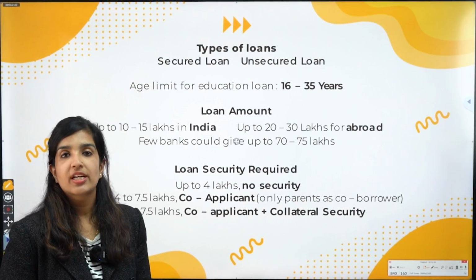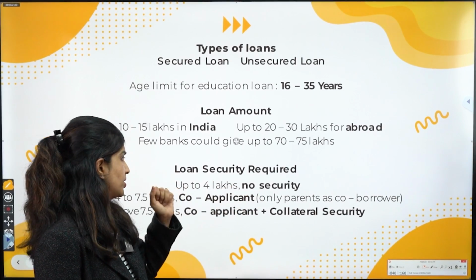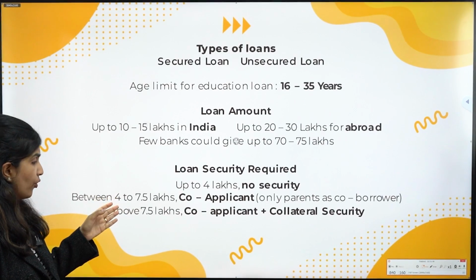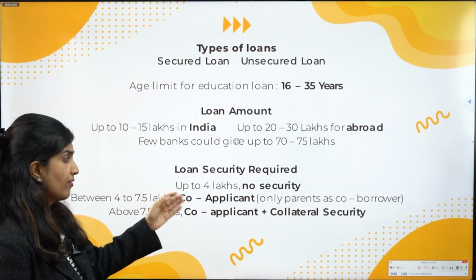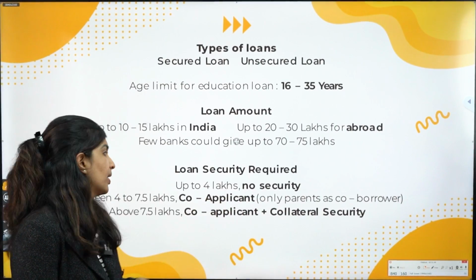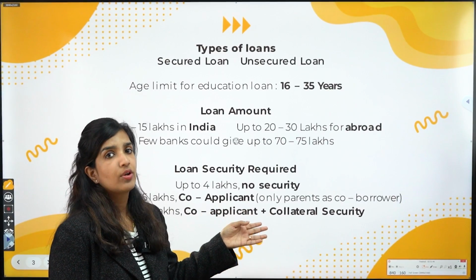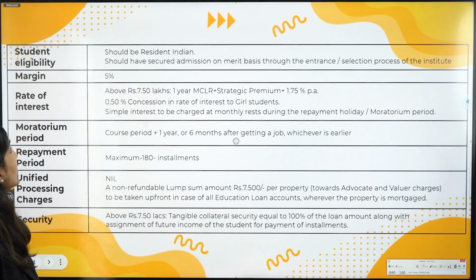As you know, when you take a loan, you also need to give a security. Up to 4 lakhs, you don't need any security. However, if you take a loan from 4 lakhs to 7.5 lakhs, you need to have a co-applicant, and you should be taking your parents as a co-borrower. Again, above 7.5 lakhs, you need the co-applicant plus you need a collateral security. Let me quickly take you through this.